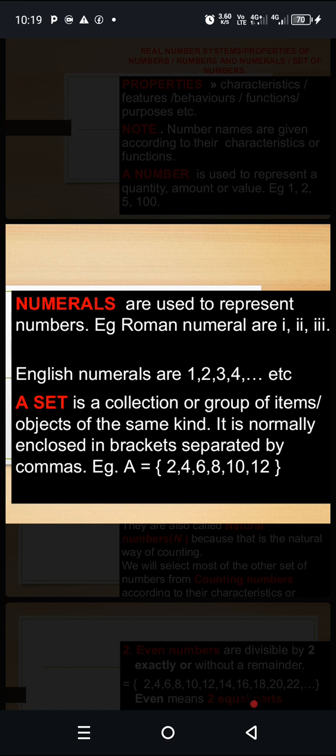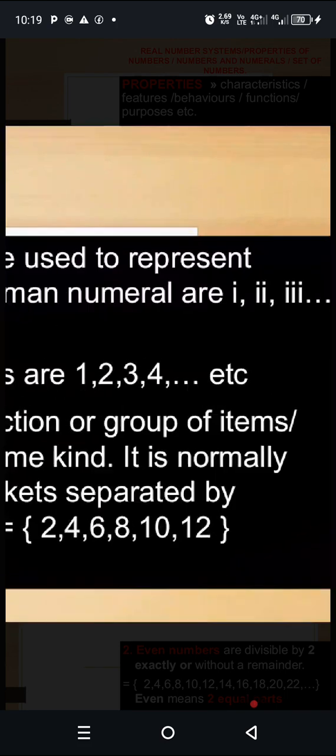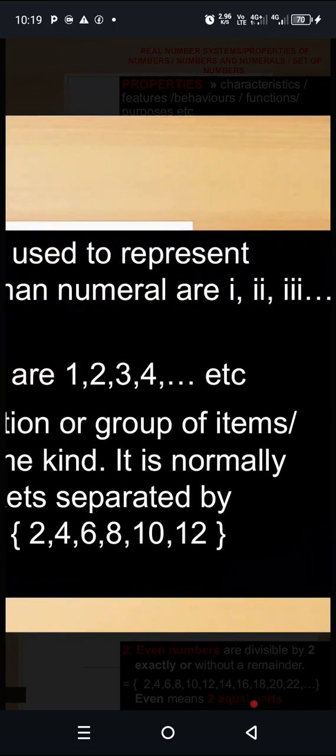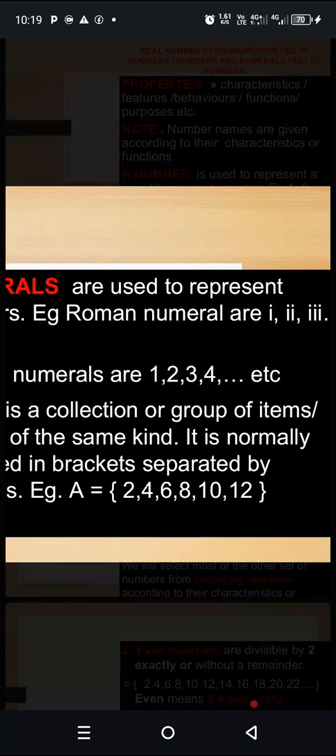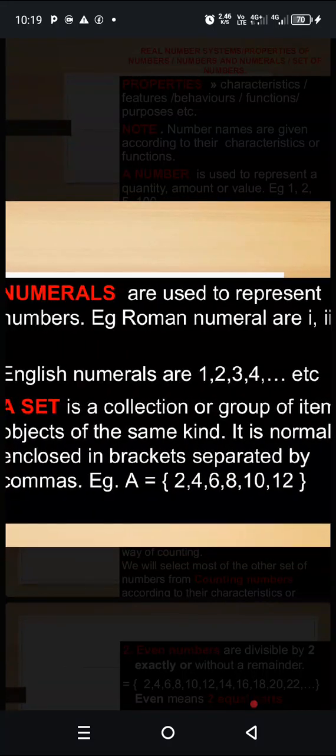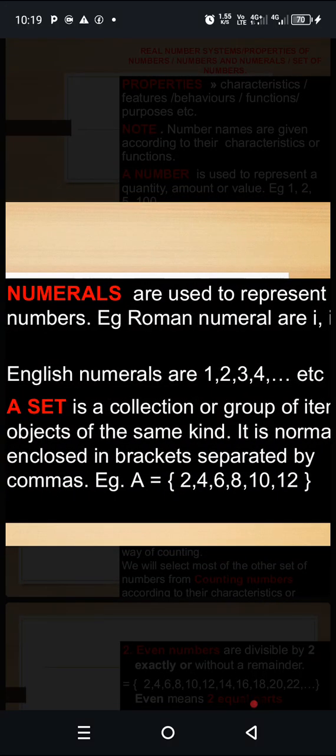What are numerals? Numerals are the symbols used to represent numbers. So we have Roman numerals. When you write I, you know I stands for 1 in English numeral. II means 2. III means what? 3. So forth and so on. You know the rest. So numerals are just symbols used to represent numbers. Now, what is a set? A set is a collection or group of items of the same kind.